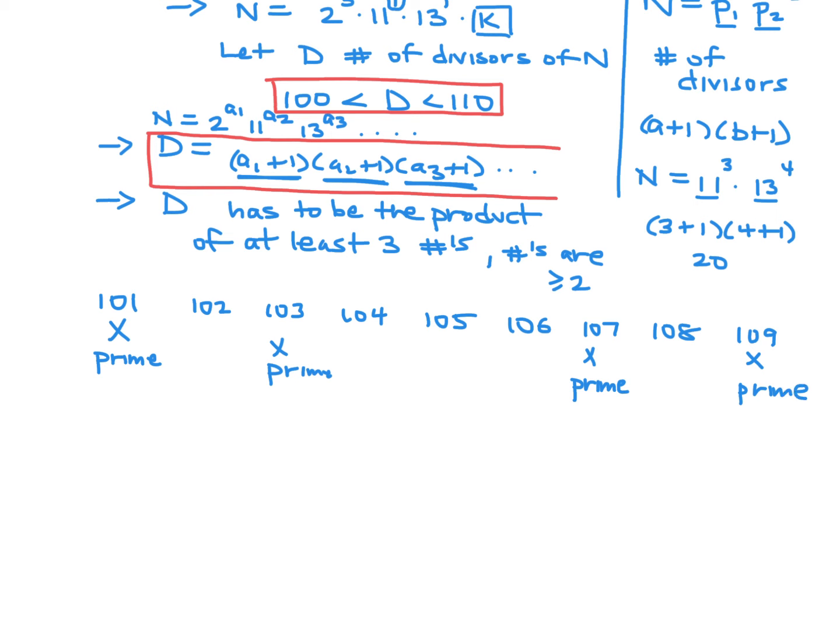Also, 106, that is 2 times 53, and 53 is a prime. So there's no way you can make 106 the product of at least 3 numbers. Well, you could put a 1 there, but all 3 numbers have to be greater than or equal to 2. So that falls apart. So 106 is out. Therefore, through process of elimination, the only possible values for d are 102, 104, 105, and 108.